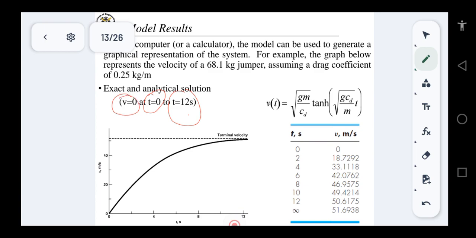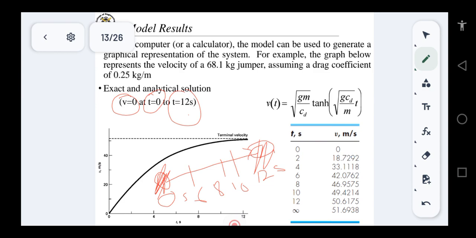Imagine the jumper started from here, the initial point, and now you want to travel all the way to the final point. Say for instance this is 12 seconds; at 12 seconds the jumper will be there, and the jumper started here at 0 seconds. So at each point, say at 6 seconds, what will be the velocity? At 8 seconds? At 10 seconds? You can do some computational work so that you can come out with the values.